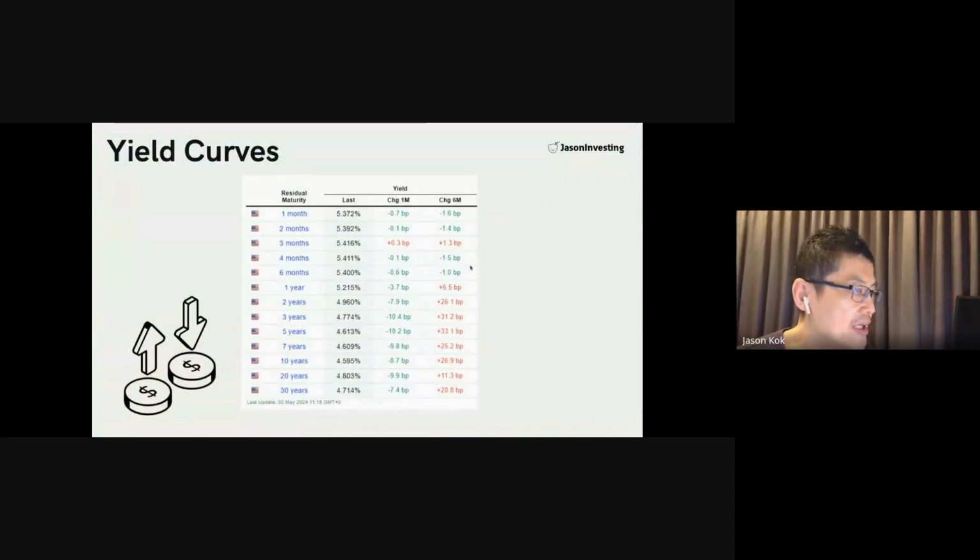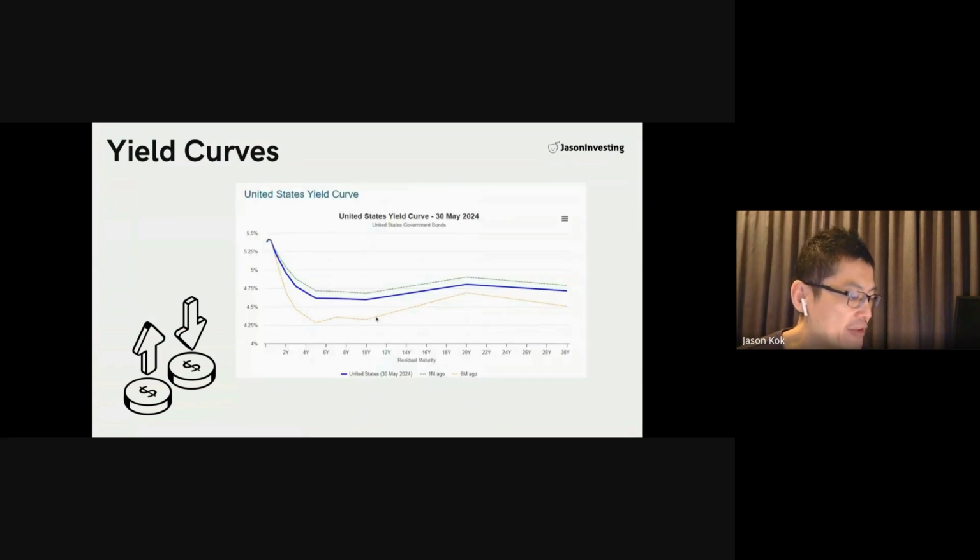Anyway, this is how they plot it. Basically, you have all the information here. This is all the market rate, the market yield to maturity, and they just plot it in this chart.